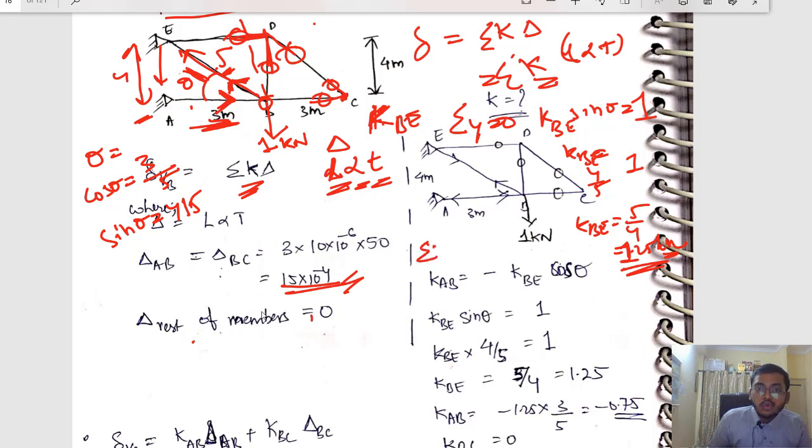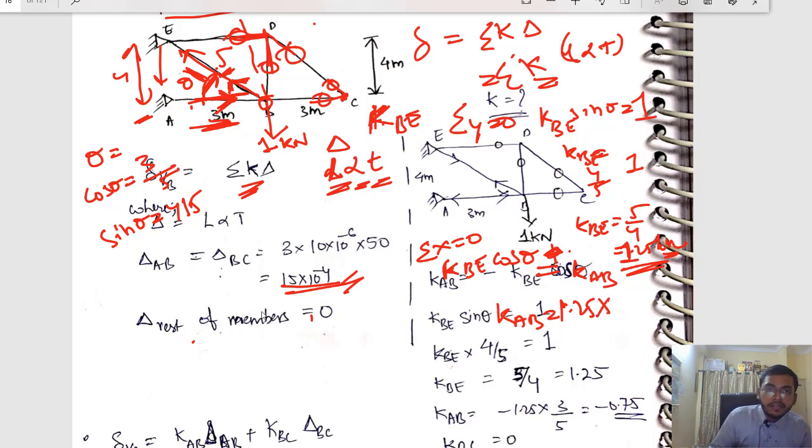Okay, so just do sigma x equals 0 at the joint B. What will you get? KBE, this is theta, right? So the x component will be cos theta, equal to KAB, because they are in opposite directions. So what is the KAB value? It is KBE, which is 1.25, right? 1.25 into cos theta. Cos theta is 3 by 5. So you will get 0.75, and my assumed direction is correct.